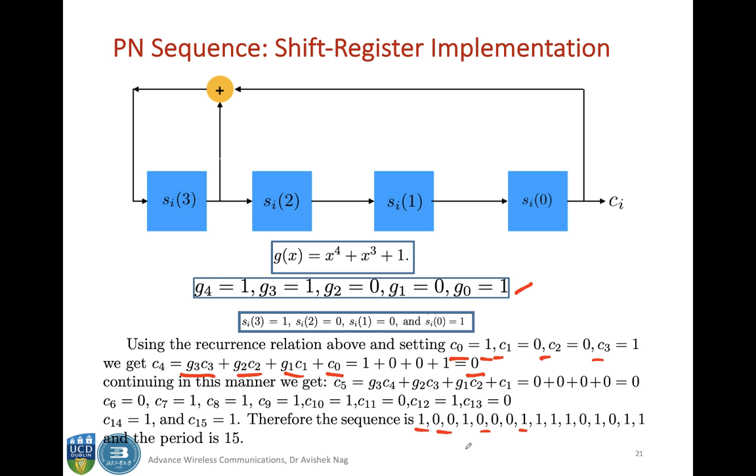Okay, so after every 15 bits this sequence will repeat itself, which is again consistent with the fact that you have 4 shift registers. So basically you have 2 to the power 4 minus 1, that is 15, as the period of this PN sequence. Okay, so as many shift registers, 2 to the power that minus 1 will give you the period of the sequence.